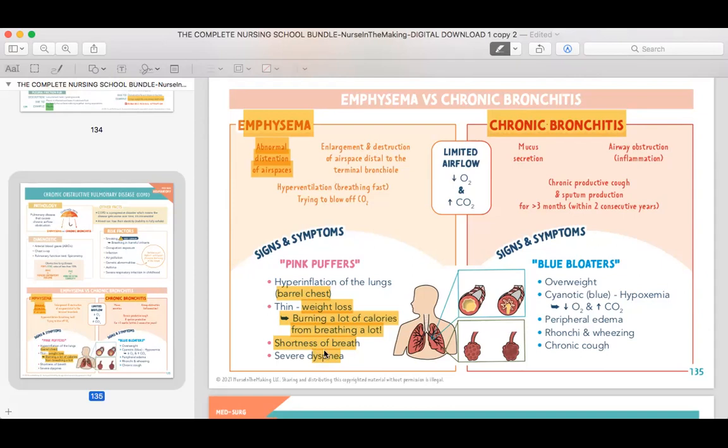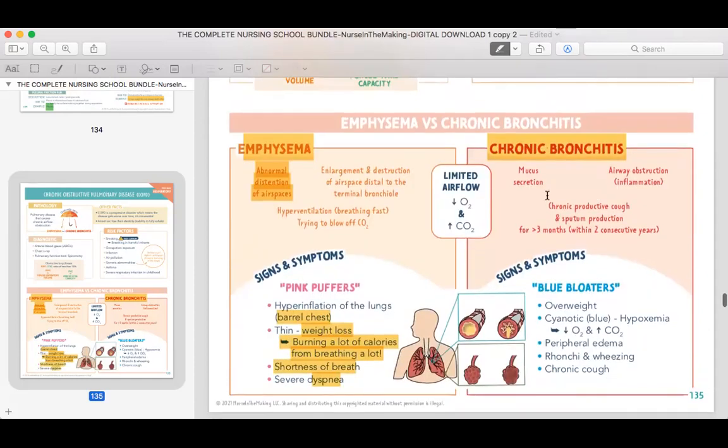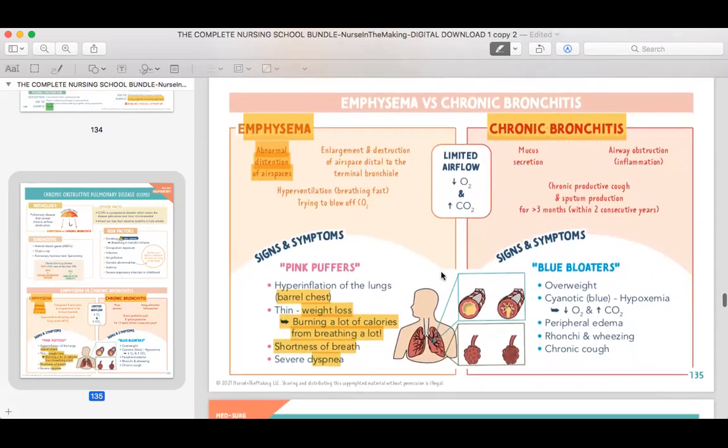But those do show up on ATI, so please make sure you know that. For COPD, it doesn't mention it here, but it does show up on ATI, where you want to be breathing in through your nose and out through your mouth, but with pursed lips. You don't want to breathe out fast. You want to make sure your lips are pursed.